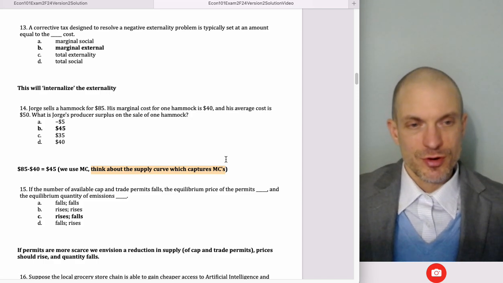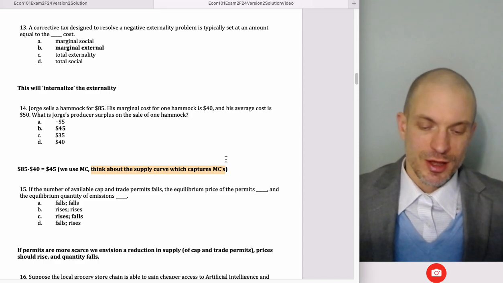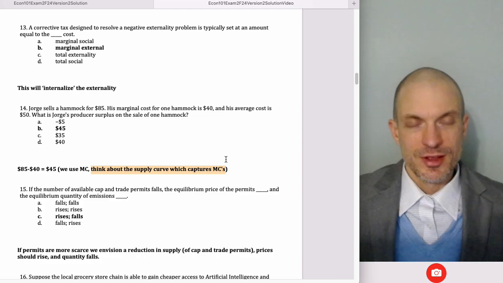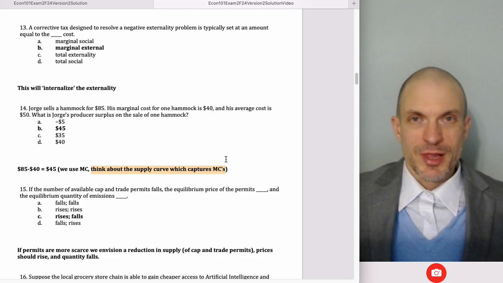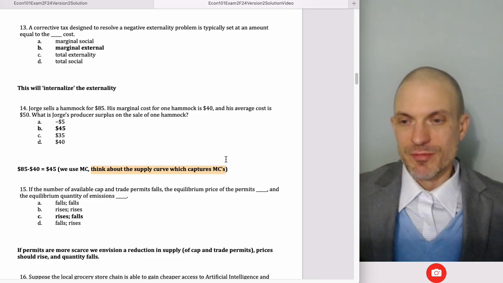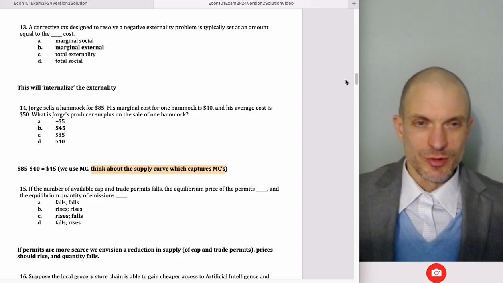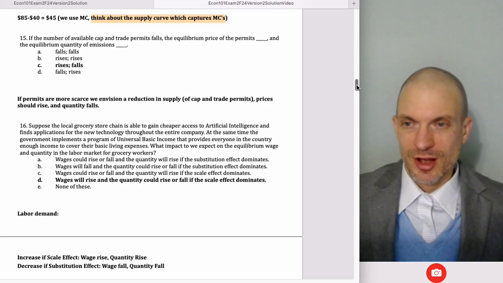Another way to know that it's marginal cost and not average cost is, remember, if we're calculating producer surplus, it's the area under the price and above the supply curve. Well, the supply curve is the marginal cost curve, because we say the theory of supply is the theory of marginal cost. So that's another way to see why it should be marginal cost and not average cost.